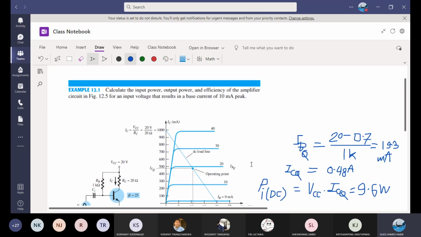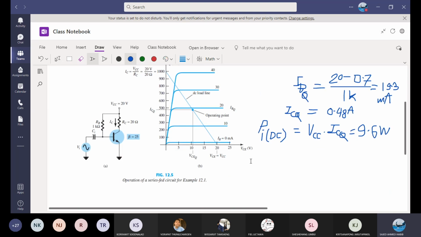The problem is asking us to find input power, output power, and efficiency, so we have one of the three. Now, P out, AC.